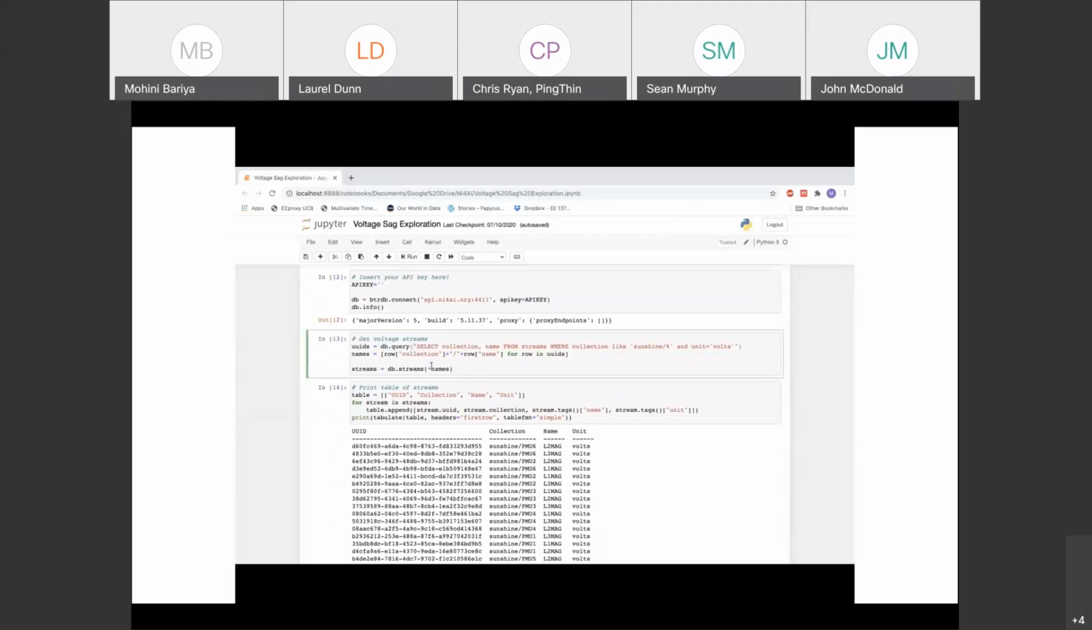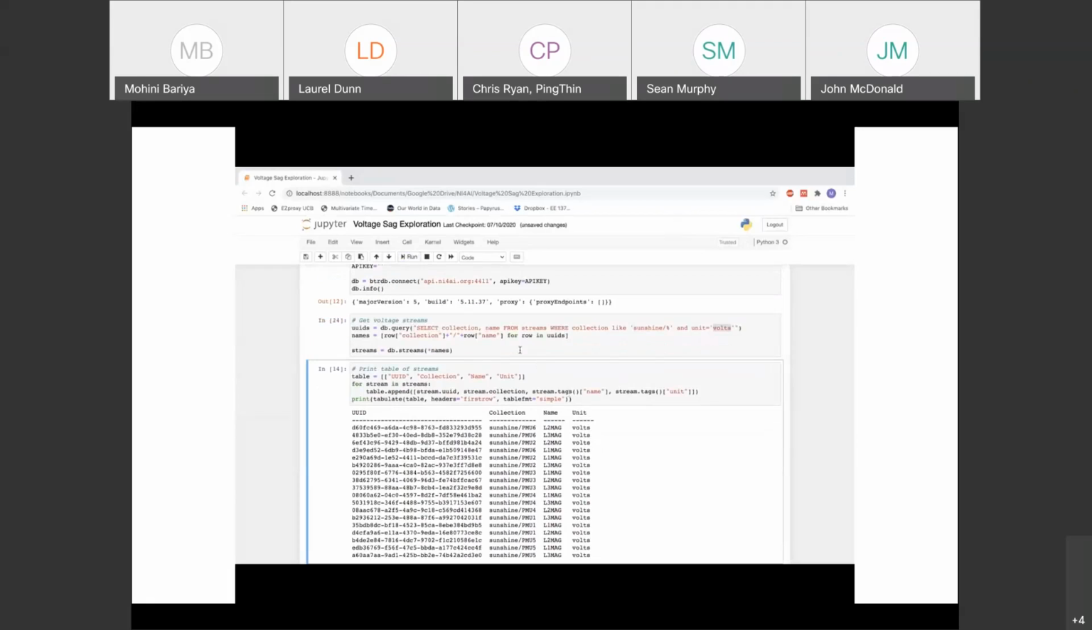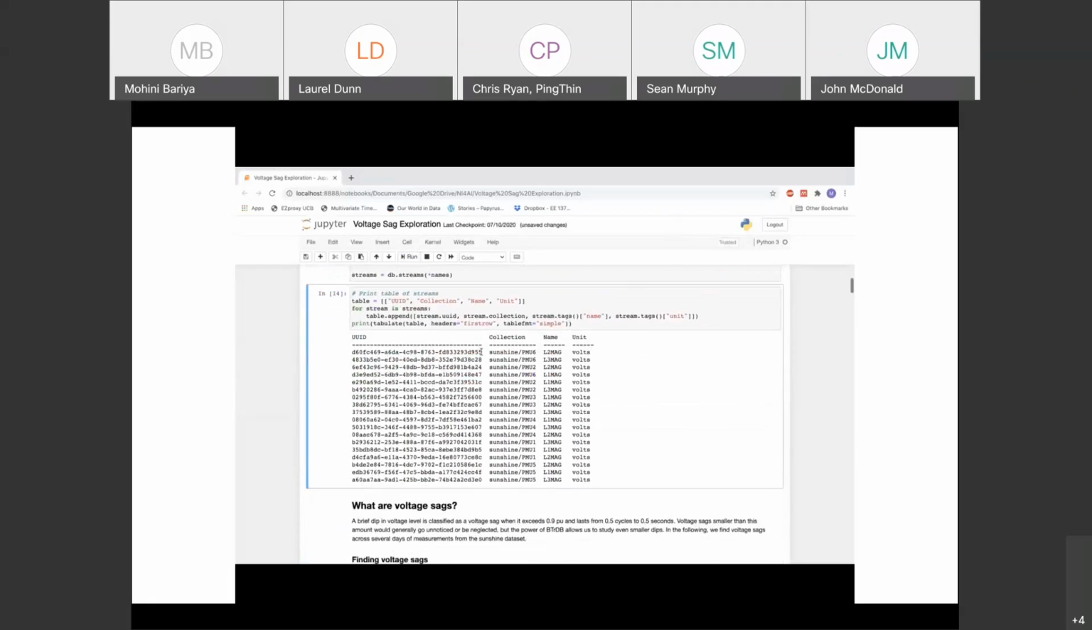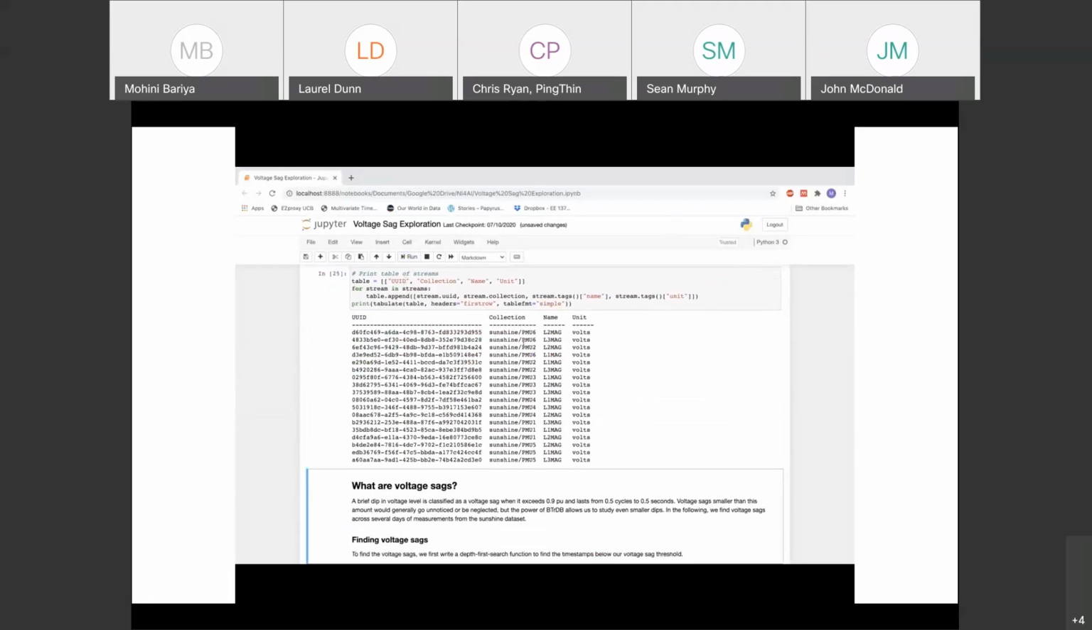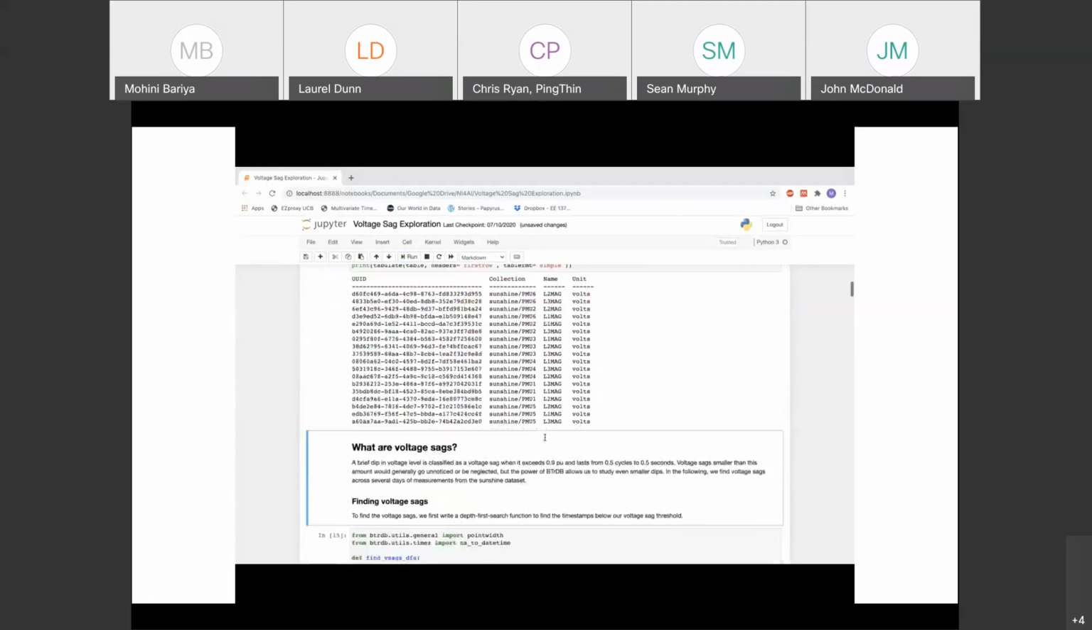In this case, I'm querying a set of streams. What I'm looking for specifically is streams belonging to this particular collection called the sunshine dataset, and I'm looking for voltage measurements, so voltage magnitude measurements. I run that, it takes just a second, and now I can print the set of streams that it retrieves. These are the streams in the sunshine dataset of voltage magnitude measurements. They correspond to multiple phases at several PMUs.